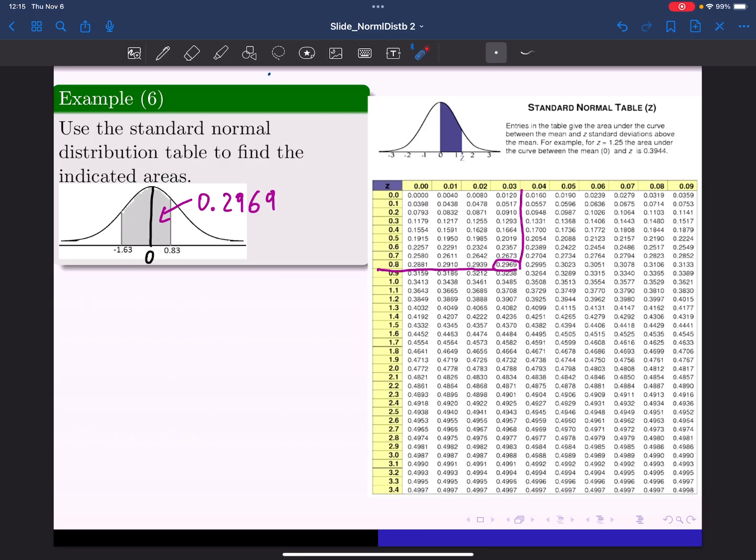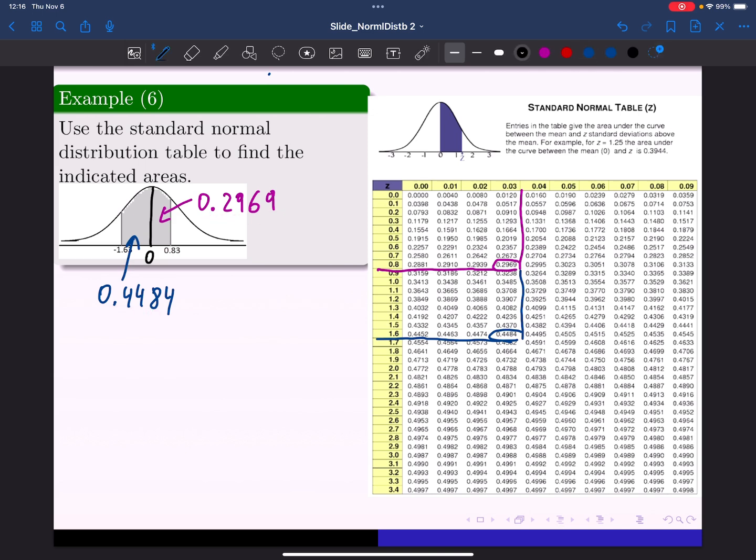That's my area right here, 0.2969. Now, this area to the left, we can do as in the previous example, simply by symmetry. So this area would be exactly the same as right here. So we're looking at the z-score 1.63 as well, so that's the indicated area. So the area is right here, and this area to the right is 0.4484.